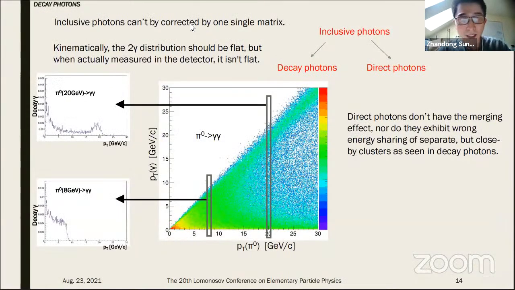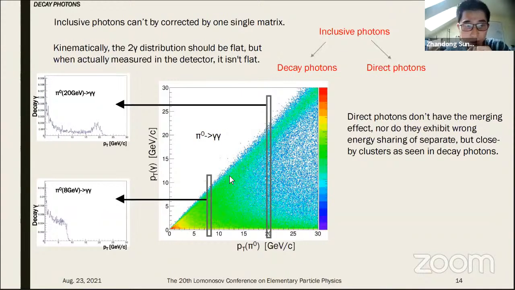Now we have corrected pi0, then let's switch to photons. We have inclusive photons in our detector, which consist of decay photons and direct photons. Since they have different properties, we couldn't correct them by one single matrix, because kinematically the two gamma distribution should be flat, but actually what we measure in the detector is not always flat.